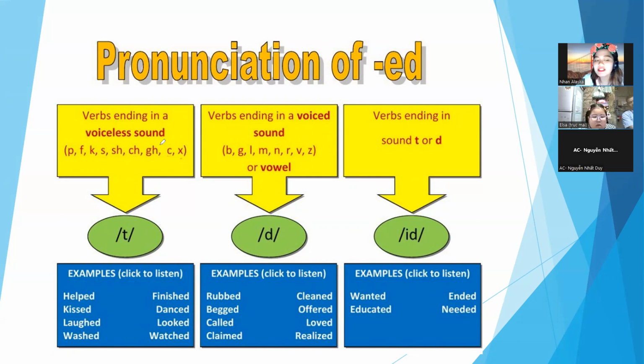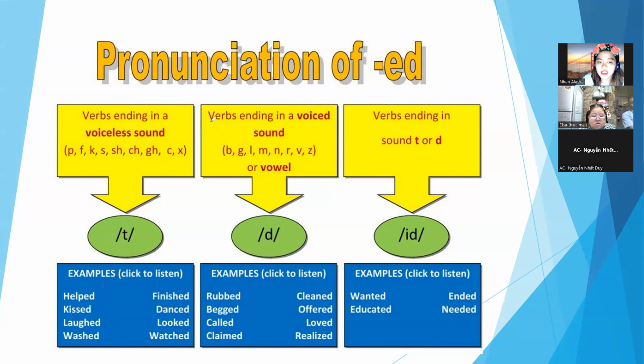All right, very good. If the verb is ending, meaning the last letter, the end of the word, in these sounds, the sound of ed is t. Let's give it a try. Elsa, can you read the following? Helped. Laughed. Watched. Finished. Danced. Looked. Okay, all right, so that's it for the t sound.